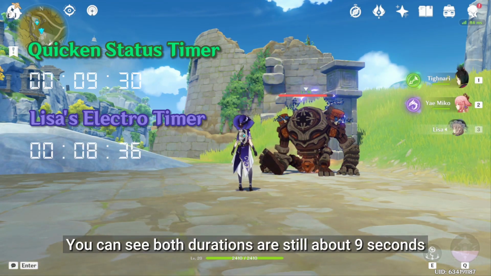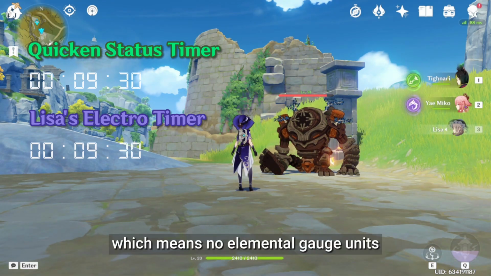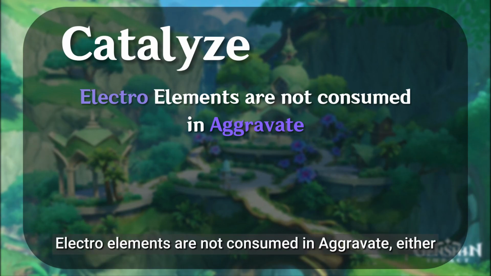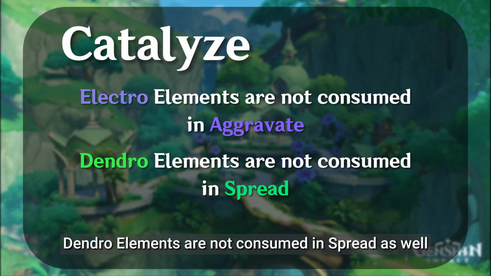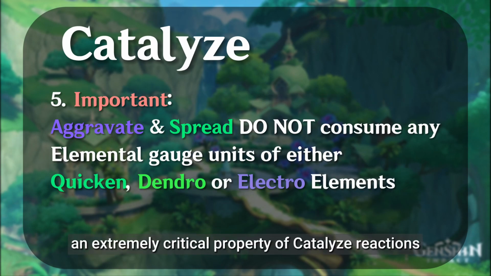You can see both durations are still about 9 seconds, which means no elemental gauge units are consumed in this process at all. Therefore, Electro elements are not consumed in Aggravate either. At last, similar to Electro elements, Dendro elements are not consumed in Spread as well. Overall, this is a special and extremely critical property of Catalyze reactions.